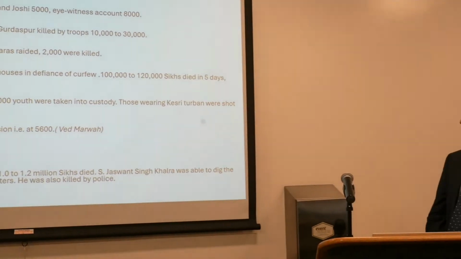According to the white paper of the Indian government, 42 Gurdwaras were raided and 2,006 killed. That's their version, but it's probably a lot more. Helicopters shot people coming out of their houses, which is 100,000 to 120,000. In 4 to 6 weeks of Operation Woodrose, another 100,000 were arrested. Anybody with a Kesari turban or a symbolic sword was killed.